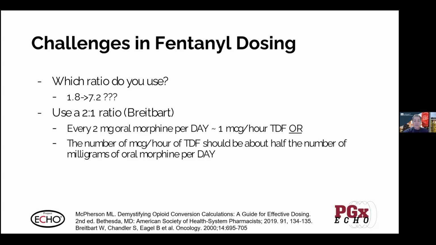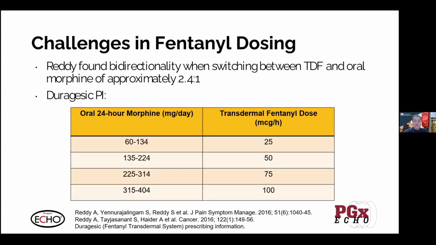There are two studies that I have primarily referenced on this slide and the next slide. The reference at the bottom is a fantastic resource if you're ever stuck doing an opioid conversion. Dr. McPherson does some great work in terms of converting patients from one opioid to another. But the first ratio that's commonly used is 2-to-1. So for every 2 milligrams of oral morphine per day, that's about 1 microgram per hour of a transdermal fentanyl patch. And then in the reverse, you would just halve the dose, right? So about a 2-to-1 ratio is what Breitbart found. I'll also mention that you can use the Duragesic package insert, and that's this table that I've made on this slide here.